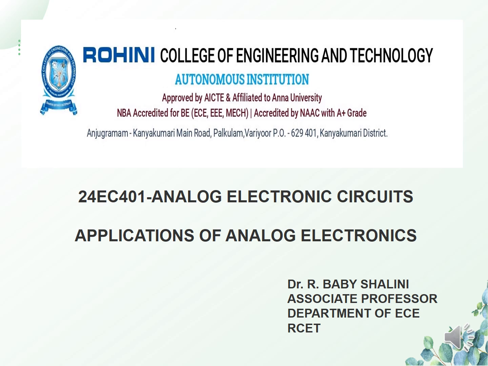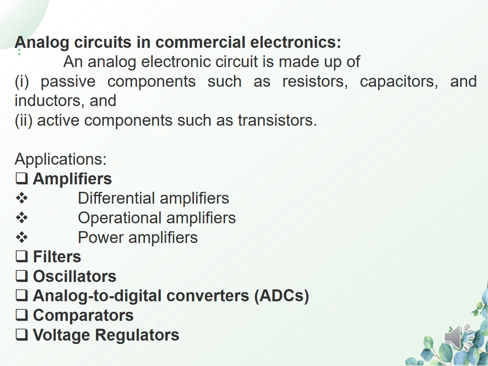Today we are going to see about application of analog electronics. So first we are going to see about applications of analog circuits in commercial electronics. Actually, analog electronic circuits are made up of several passive components such as resistors, capacitors, inductors, and active components such as transistors, diodes, operational amplifiers, etc.